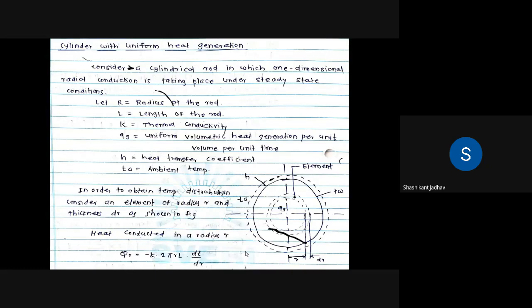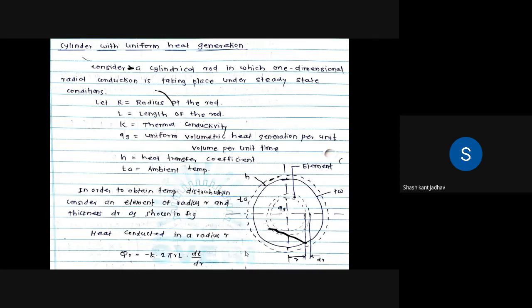Write down in the next line: heat conducted in a radius r. How to calculate the heat conducted? We know the standard equation for heat conducted: Q is equal to minus k into A into dT by dx. So minus k into the area of that small element, that is 2 pi r L, and the change in temperature with respect to distance, dT by dr.